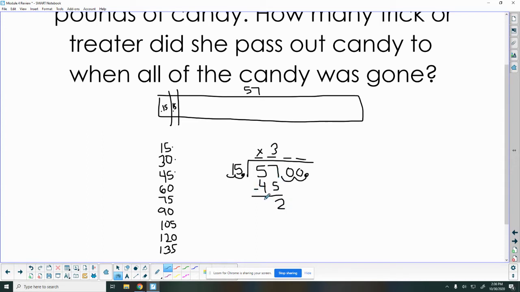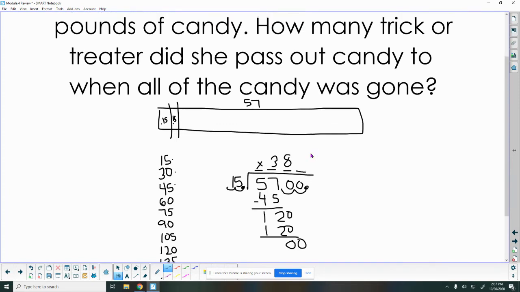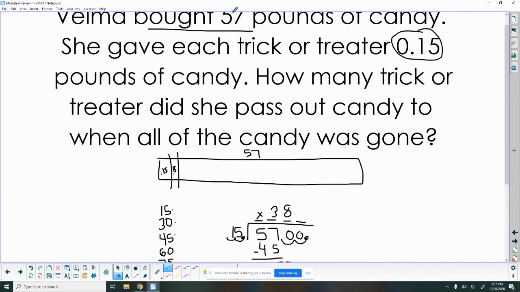Subtract, there's 12, bringing down a 0, which is exactly 8 times. 8 times 15 was exactly 120, and 0 left over. So one thing I see lots of people do is they say, oh, 15 can't go into 0, and they just say that they're done. So if I had 57 pounds of candy and I gave to only 38 trick-or-treaters, that means I'm giving almost everybody a pound. And that's a lot of candy.